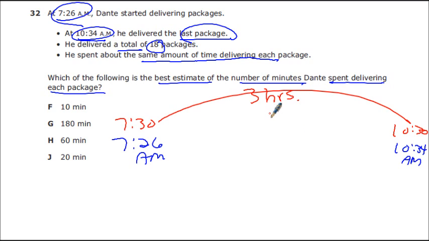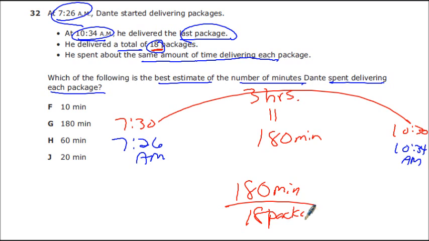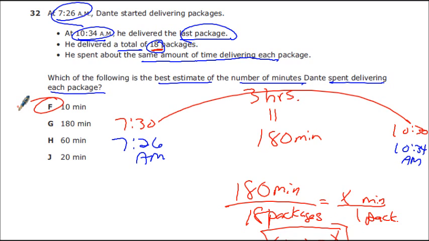So of that time, that 3 hours is equivalent to 180 minutes. And he delivered 18 packages during this time. So I could take my 180 minutes, divide it by 18 packages, and that will get me how many minutes per package. So I could set up a proportion if I wanted. So x minutes for one package, cross multiply and divide, and 18 goes into 180 10 times. So it was approximately 10 minutes per package. Okay, so F would be your answer.